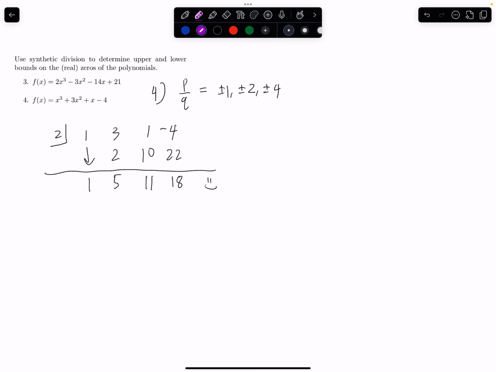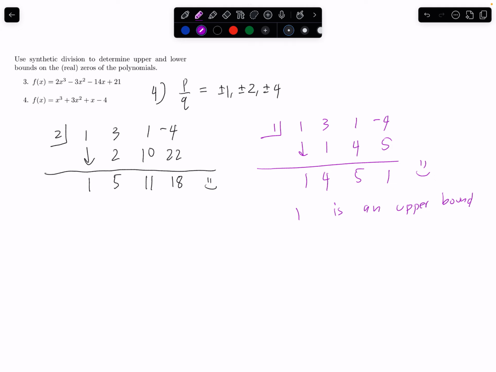Okay, so 2 is an upper bound. So what about 1 then? Let's check back to 1. Was 1 an upper bound? Bring 1 down. 1, 4. 4 times 1 is 4. That's 5. 5 plus 1 is 5 times 1 is 5. Positive 1. Oh, yes. So actually 1 is an upper bound, which is great news.